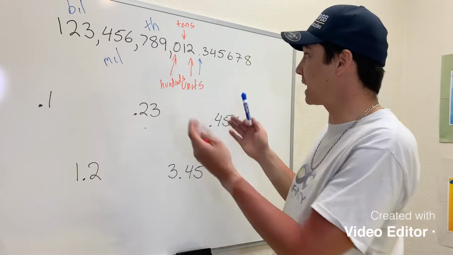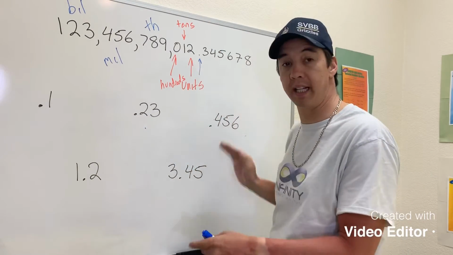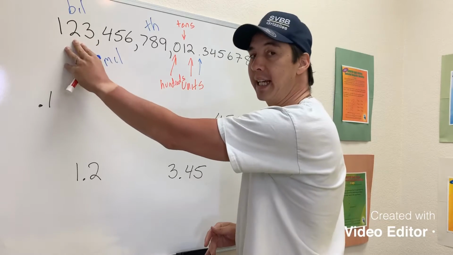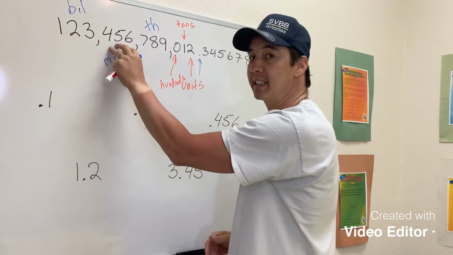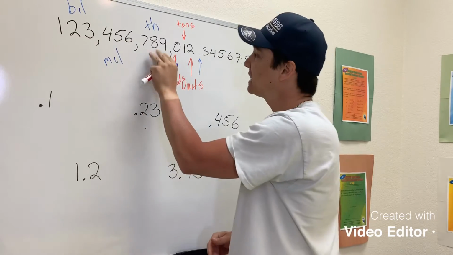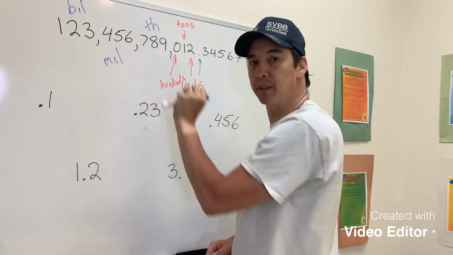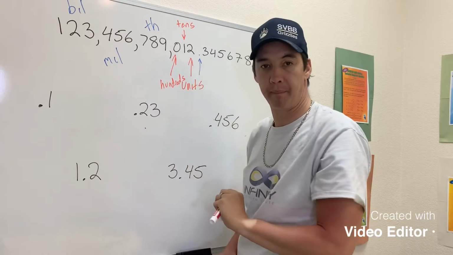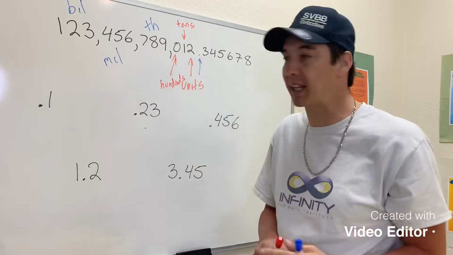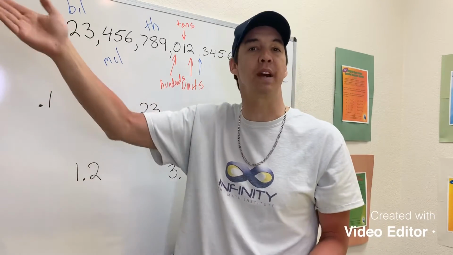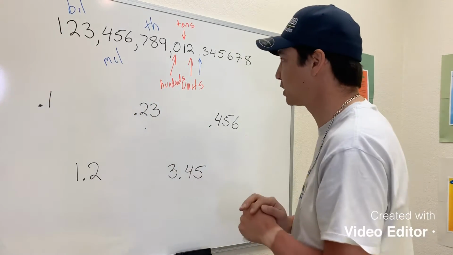So, I mean, if you wanted to say this number without the decimal point, it would be 123 billion, 456 million, 789,012. That's how you say these numbers, all right? Everything's broken up into their own little category. After billions, we have trillions, quadrillions, so on and so forth.